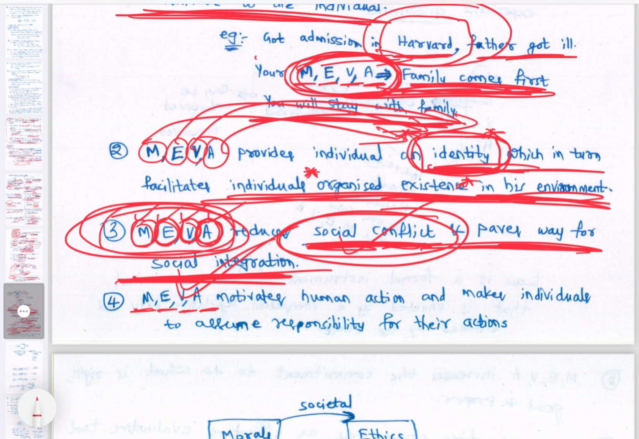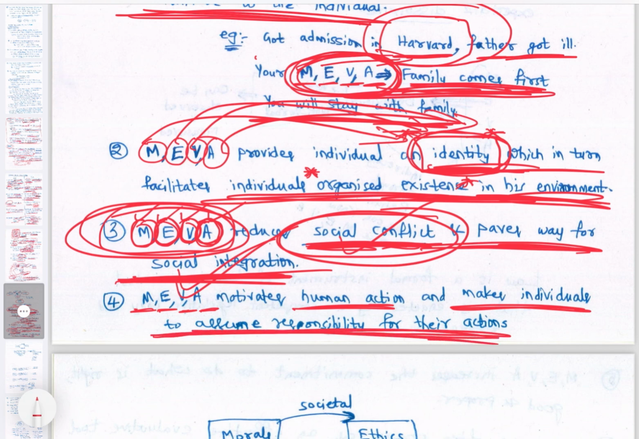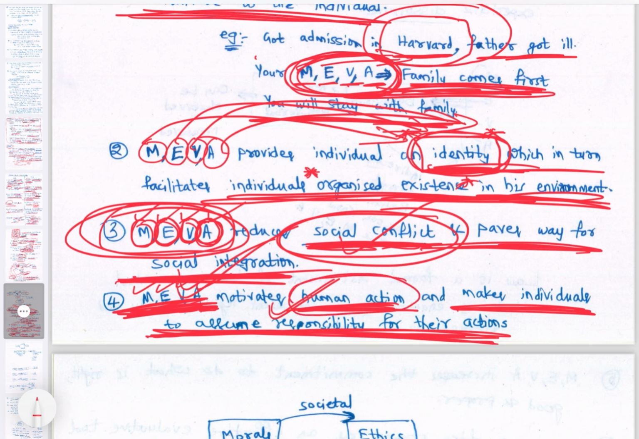Morals, ethics, values, and attitudes motivate human action and make individuals assume responsibility for their actions. See, it is your morals, it is your values. If something wrong is happening, say if someone is doing injustice to someone, like say there is religious discrimination against them, your morals, your ethics, your values, and your attitudes motivate human action. You will go and act.